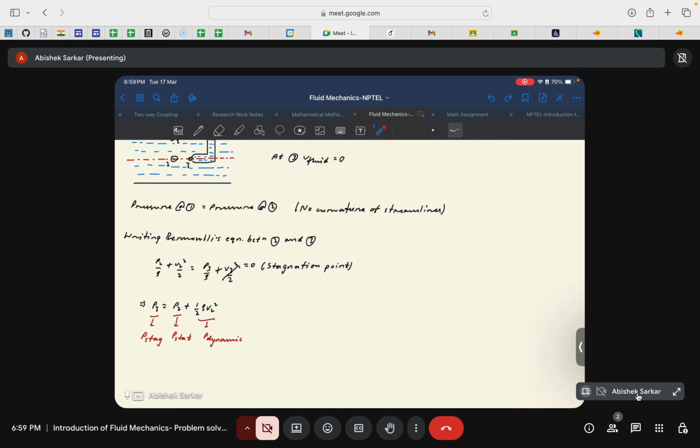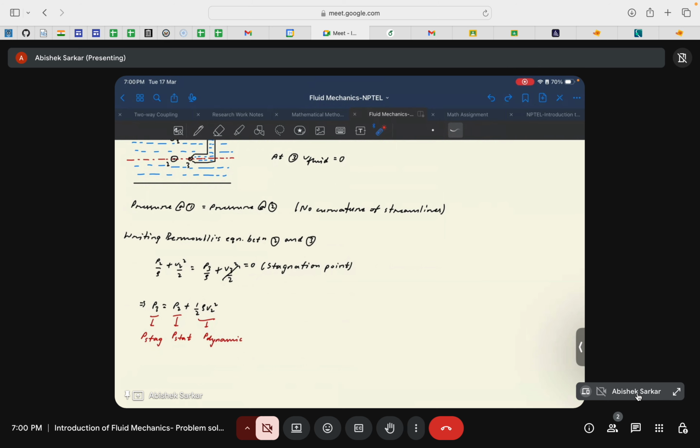So we will have P2 by rho plus V2 square by 2 is equal to P3 by rho plus V3 square by 2. Now since V3 is equal to 0 at the inlet of the pitot tube, we'll have P3 equal to P2 plus half rho V2 square. And this point where the velocity becomes equal to 0 is known as the stagnation point.